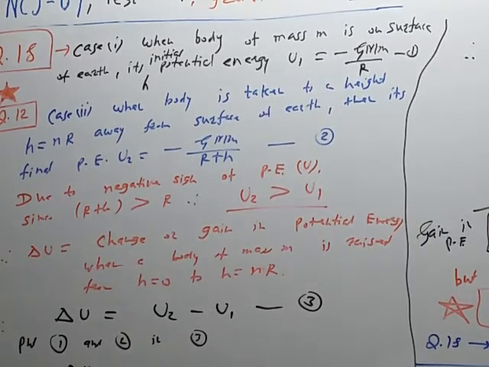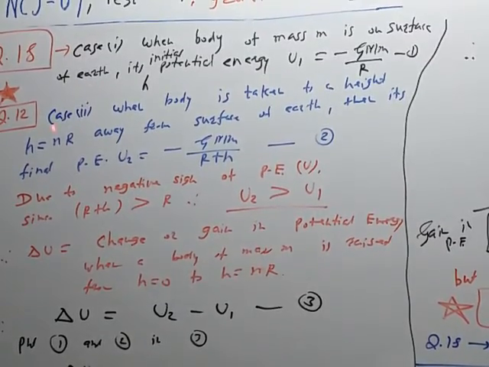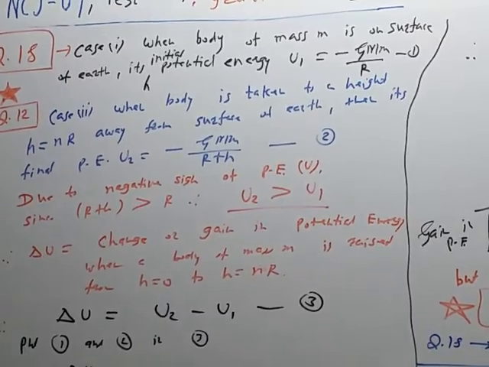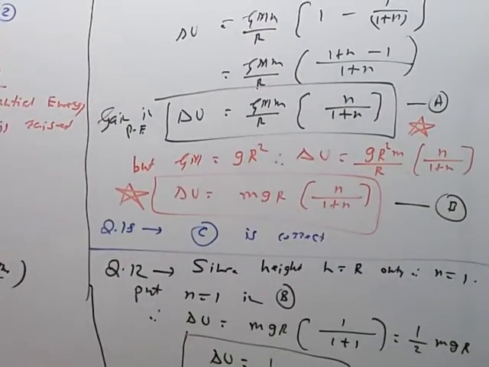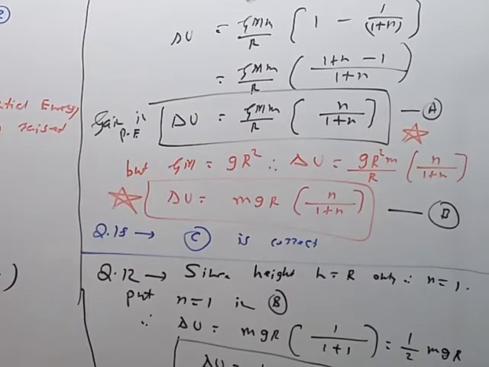This is the general formula. Now in question number 2, we have to take the body from earth's surface to h is equal to R. So n is equal to 1. If you compare this, h is equal to nR and h is equal to R, so n is equal to 1. So put n is equal to 1 in this equation. So we get delta U is equal to 1/2 mgR, like this. So this basic relation is important. So there are two equations for change or increase in energy: delta U is equal to equation A and delta U is equal to equation B.